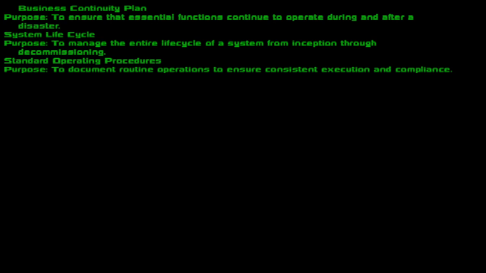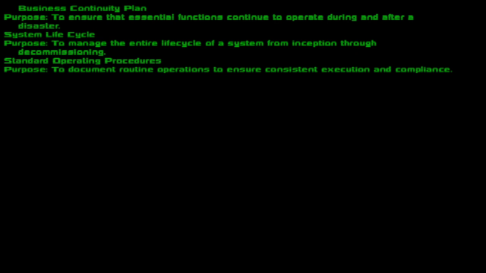Hardening and security policies. Password policy. Purpose: to specify requirements for creating, managing, and storing passwords. Acceptable use policy. Purpose: to define what is considered acceptable usage of company resources and data. BYOD policy. Purpose: to manage risks associated with employees using their own devices for work.